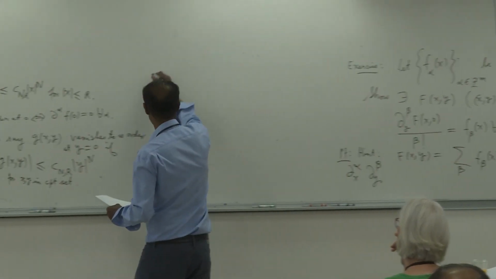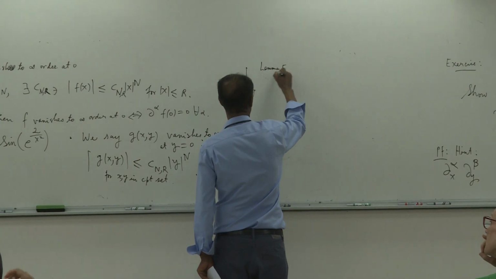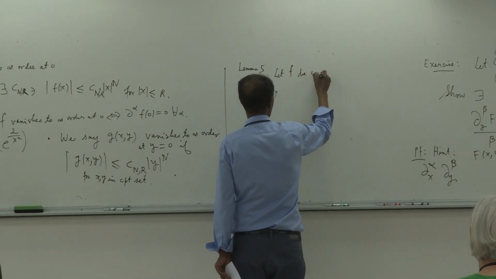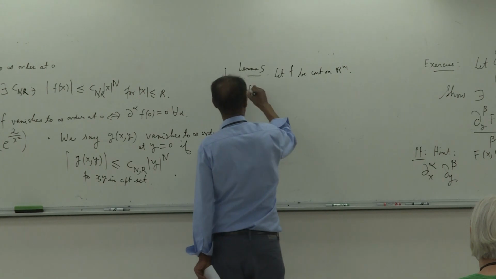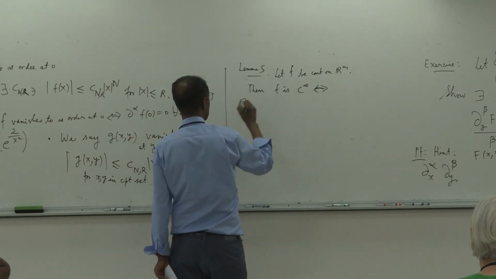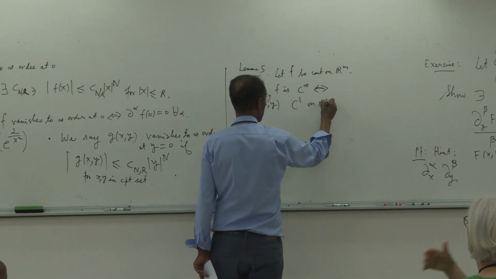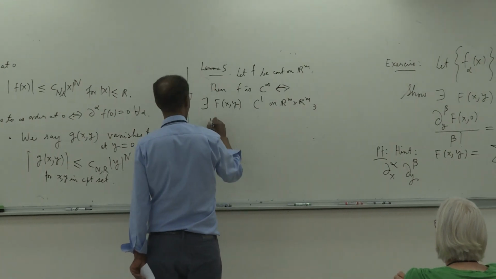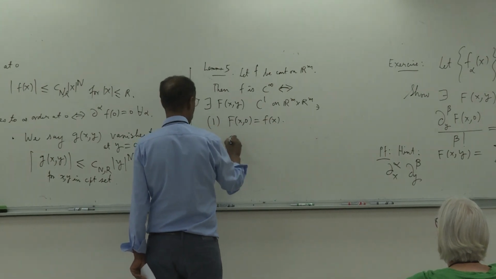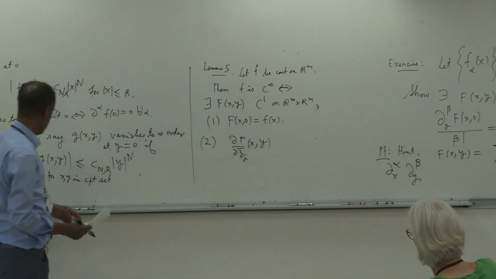So let me tell you now the following, which is really a very useful tool. Lemma 5: let f be continuous on R^m. Then f is C-infinity if and only if there is a capital F of x,y, which is just C1 on R^m cross R^m, such that, 1, at y equal to 0, it is f of x; and 2, d-bar F, where d-bar means dF by dz_j-bar at x,y, vanishes to infinite order at 0, in this sense.